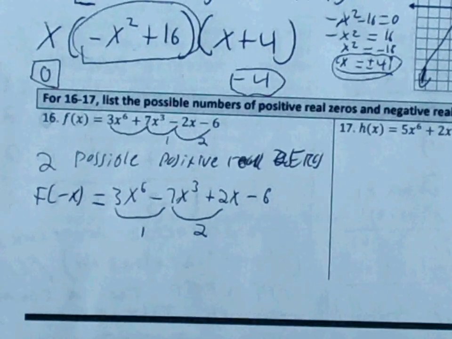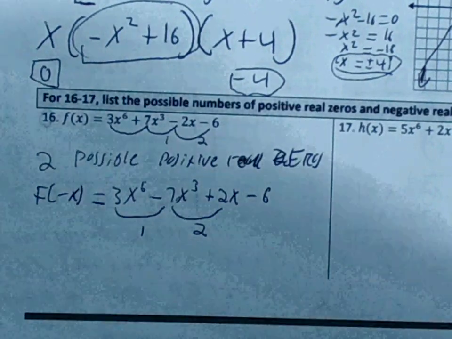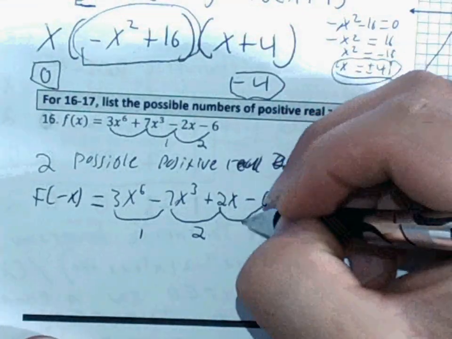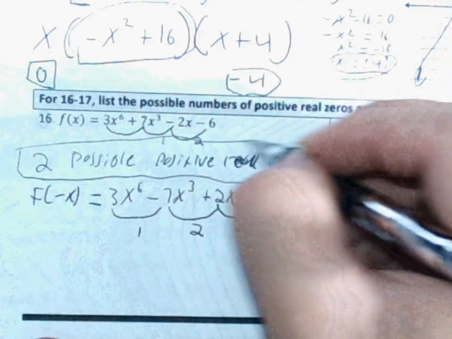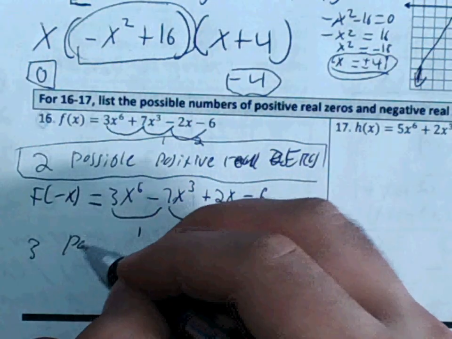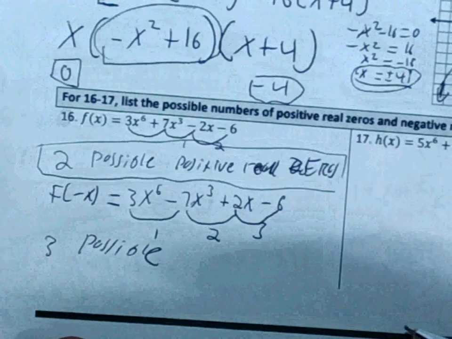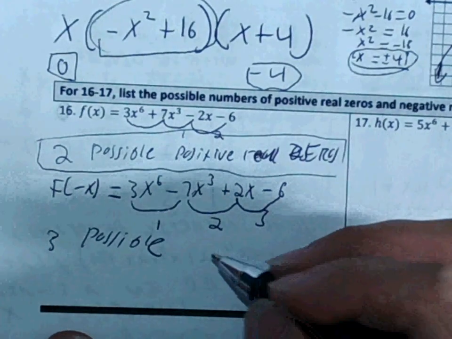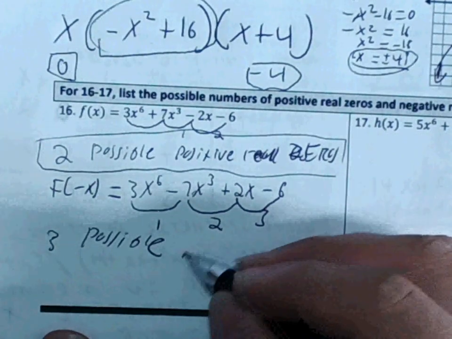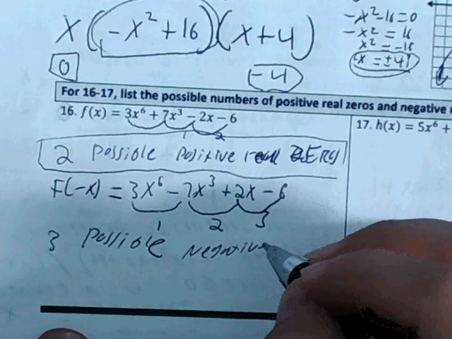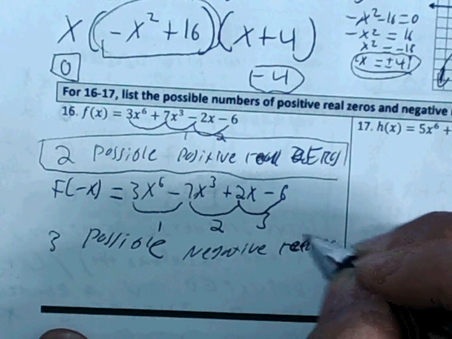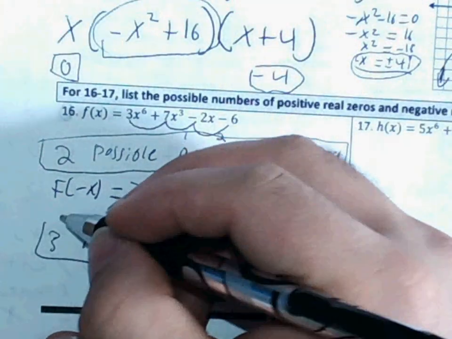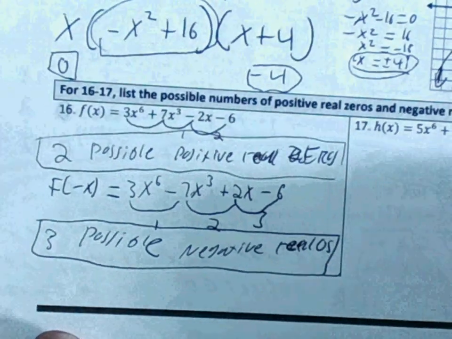So I go from negative 7 to positive 2, that's 2 sign changes, and you go from positive 2 to negative 6, that's 3 sign changes. So I have 2 possible positive real zeros, and I have 3 possible negative real zeros. Okay, so that's 16. Let's go to 17.